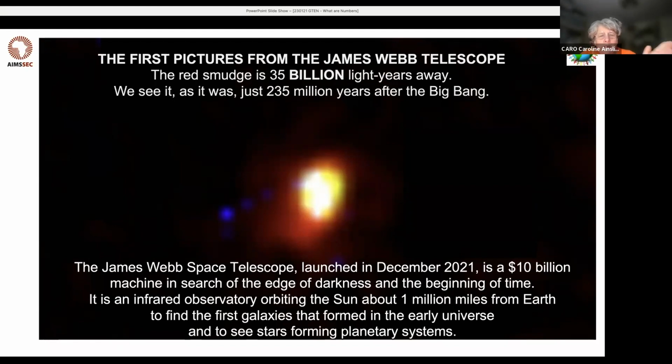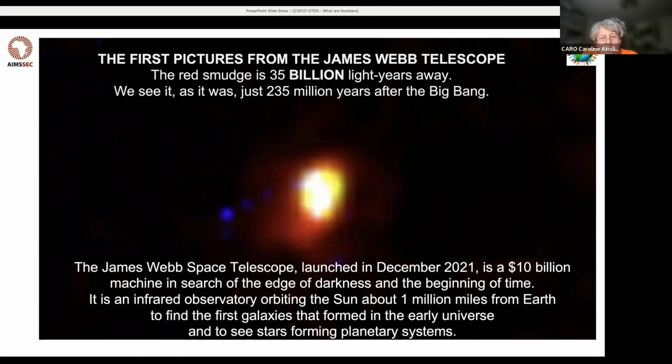This is something you can use with your big numbers with your learners as well. And we see it as it was. This is what it looked like 235 million years after the Big Bang. So space and time, quaternions come into play to be able to interpret it all.